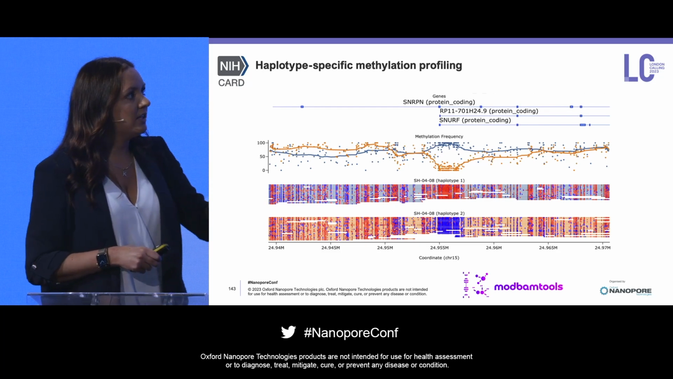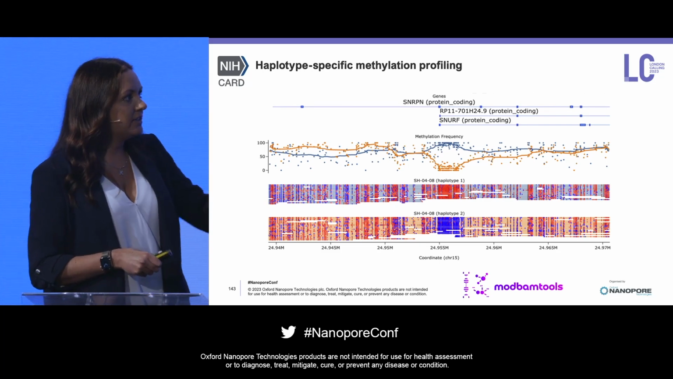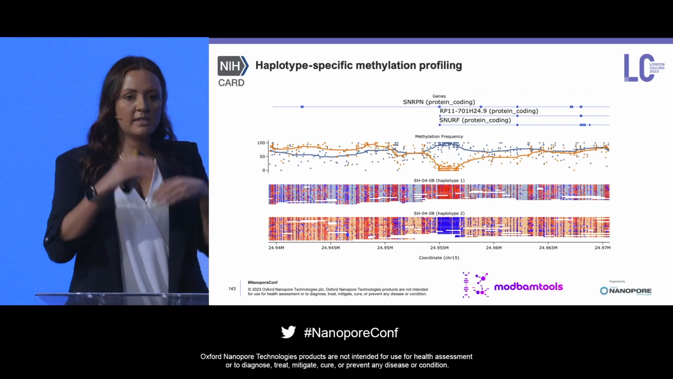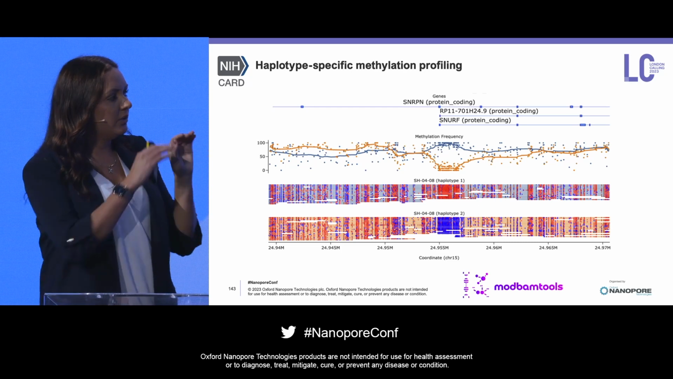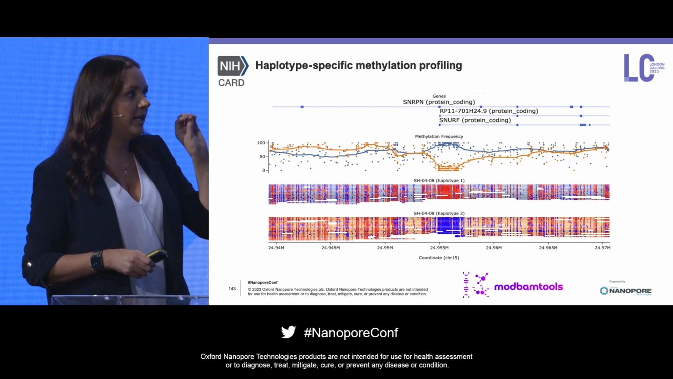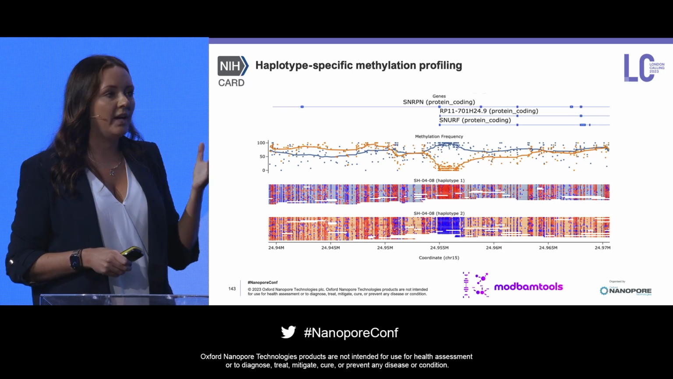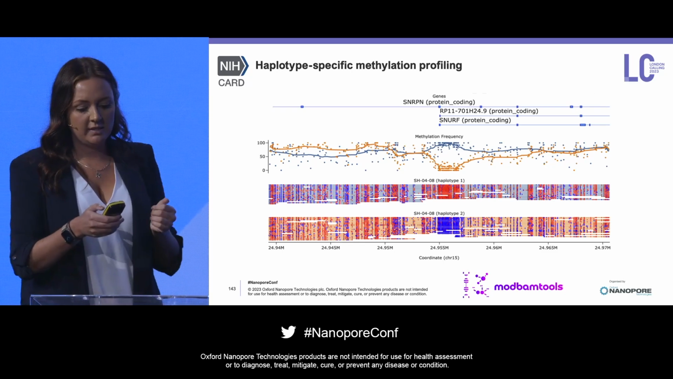So this is the gene SNRPN, and it's known to be differentially methylated. You can see here, in the middle, we've got the haplotype frequency, and this is separated by haplotype. And on the bottom, these are the reads, and in the red, these are the methylated regions, and in the blue, we've got the unmethylated regions. So this is a nice example of how, with this data, we can start to differentiate and visualize differences in methylation.